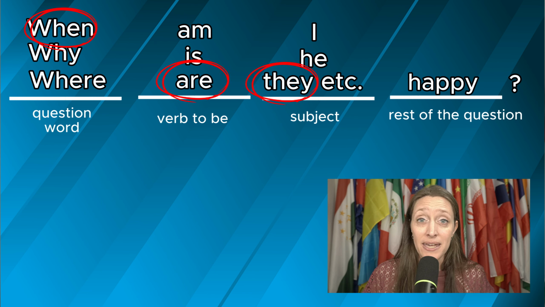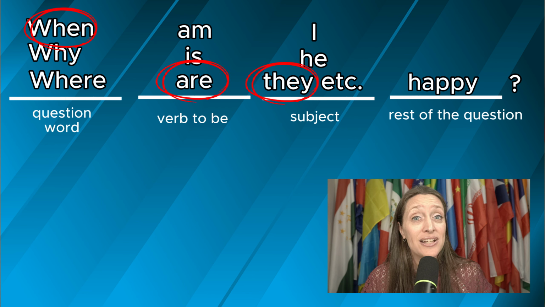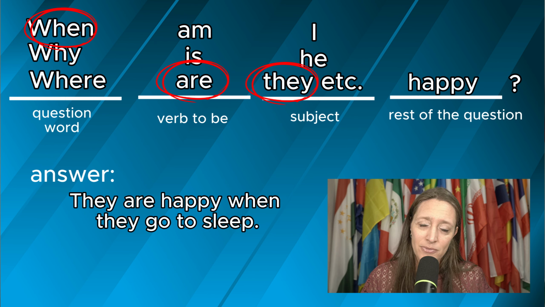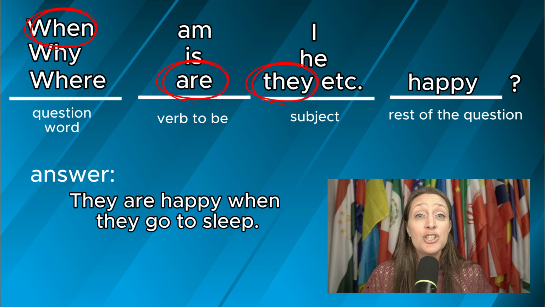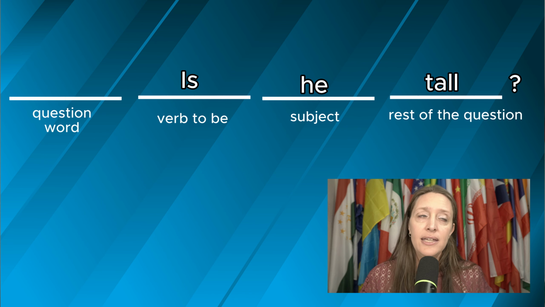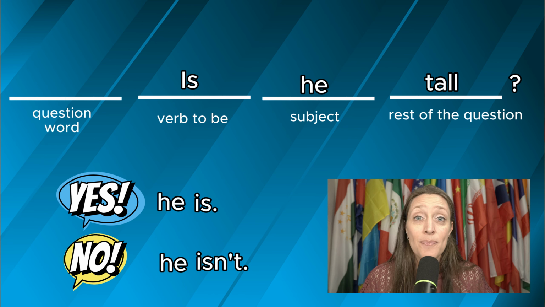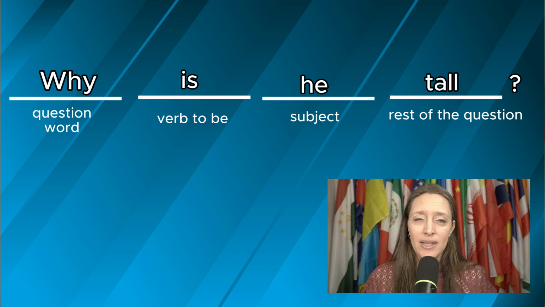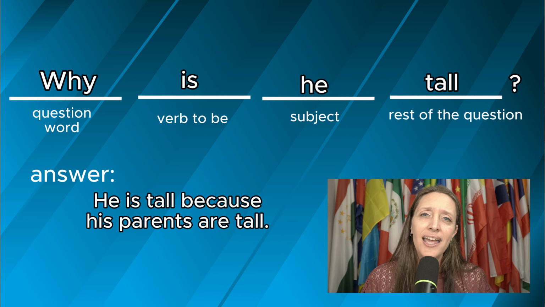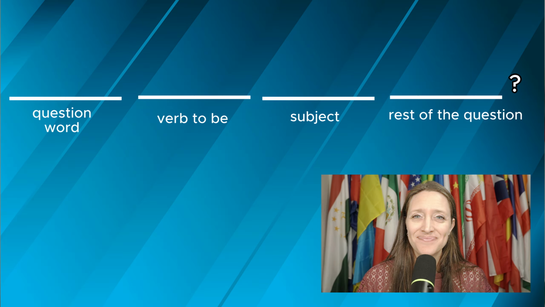When are they happy? Now the answer is different. They are happy when they go to sleep, for example. Let's try another yes or no question. Is he tall? Yes, he is. No, he isn't. Now, let's add the question word why in front of our yes or no question. Why is he tall? And now the answer is he is tall because his parents are tall.